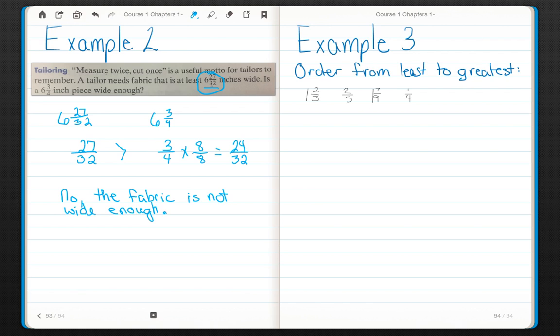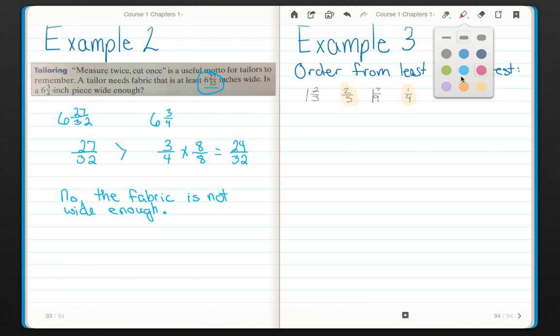Okay, example 3, ordering numbers from least to greatest. So here I have 1 2/3, 2/5, 1 7/9, and 1/4. Well, I can group these together. I know that 2/5 and 1/4 are both less than 1, and I know that 1 2/3 and 1 7/9 are both between 1 and 2. So I'm going to work just with my pairs. Let's start with my numbers less than 1. So 2/5 and 1/4. I need to find out which is smaller.